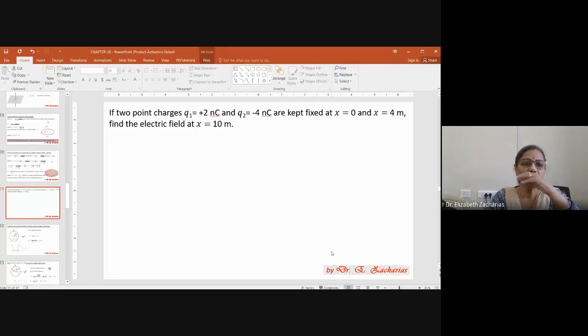Now I just want to know whether you have really understood what we have done till now. So I've just put a numerical for you to solve. Let's try solving this. Please check out your papers and pens and do this.